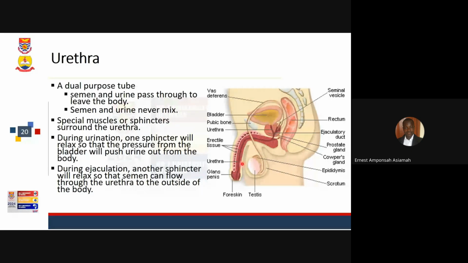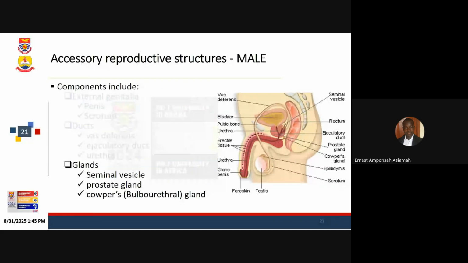So we have a sphincter around the neck of the urinary bladder. We call it the internal urethral sphincter. Whenever it is closed, it will not allow urine to flow through the urethra. Then we have the external urethral sphincter, which is within the region of the perineum. If the external urethral sphincter is open and the internal urethral sphincter is closed, then semen will be able to pass through the urethra all the way to the external environment.